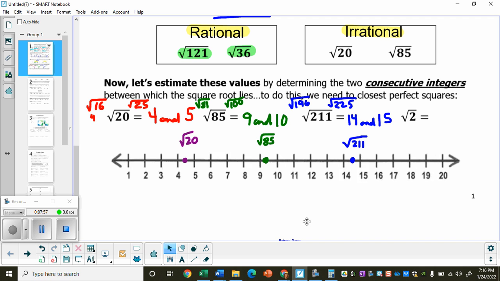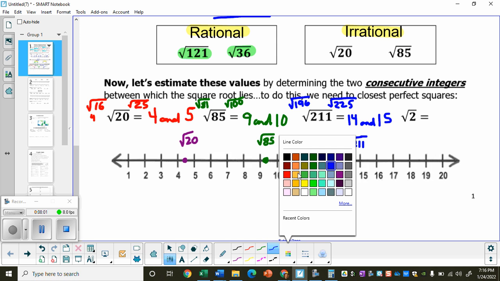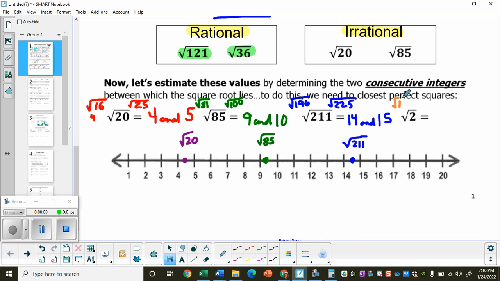All right, and then last but not least, we'll do the last one. Let's get orange out here. All right, so 2. Now 2 is really close to 1, so the square root of 1, and then the square root of 4. Those are the perfect squares around it. So the square root of 1 is 1, the square root of 4 is 2, so this one's going to be between 1 and 2.